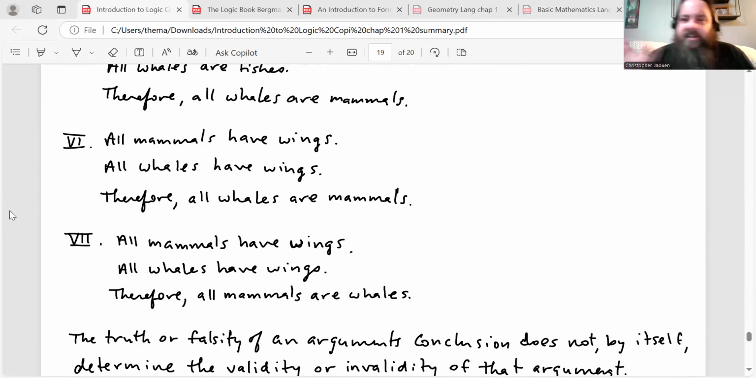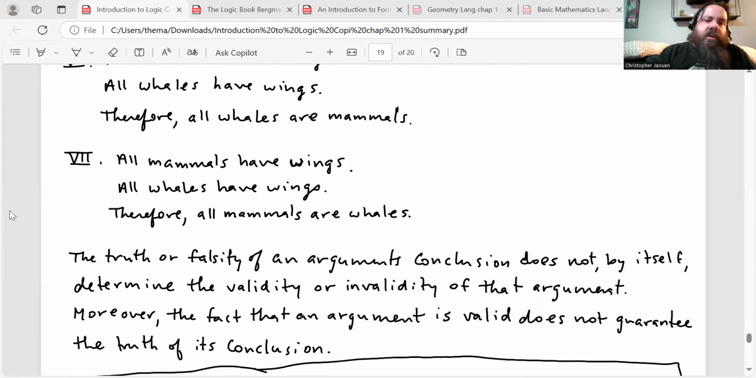Argument 6, there's a reason why we're going through this, just bear with me. All mammals have wings. All whales have wings. Therefore, all whales are mammals. And finally, argument 7: all mammals have wings. All whales have wings. Therefore, all mammals are whales.